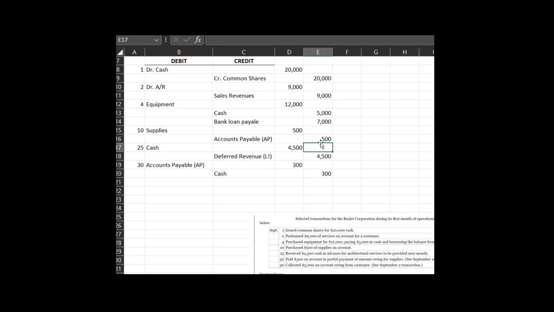Well, if you said $500 less $300 is $200, you would be correct. All right, last journalization, also on the 30th. So we collected $5,000 on account from amounts owing from customers. So this relates back to this one. Cool. So we're getting cash of $5,000.